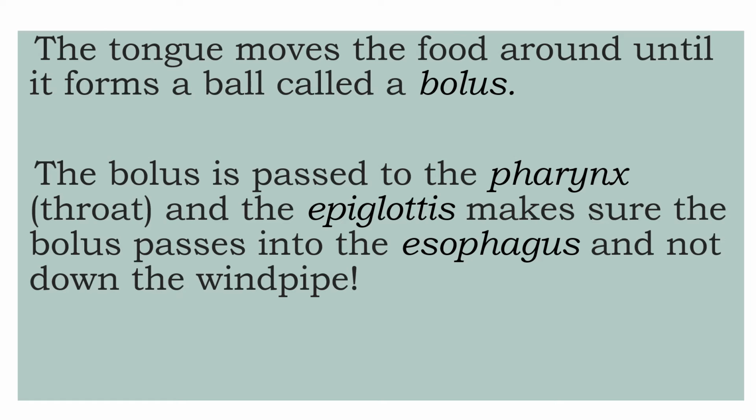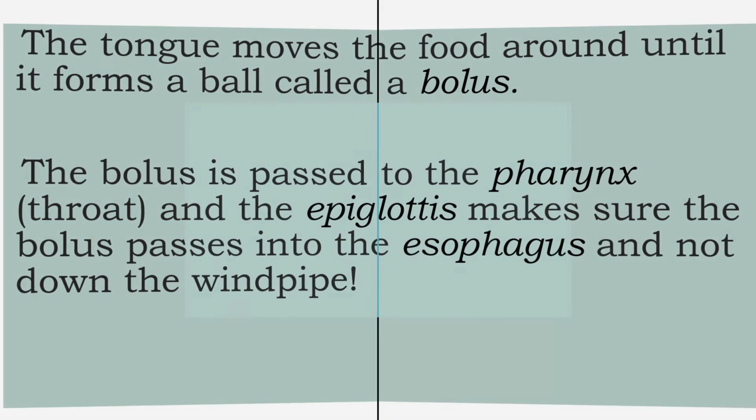The tongue moves the food around until it forms a ball called the bolus. The bolus is passed to the pharynx or the throat, and the epiglottis makes sure the bolus passes into the esophagus and not down the windpipe.